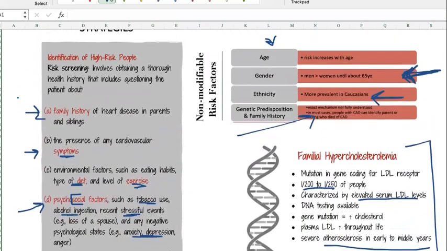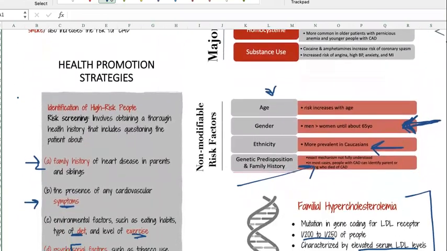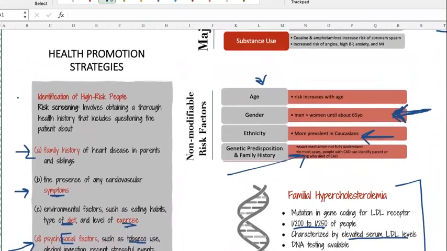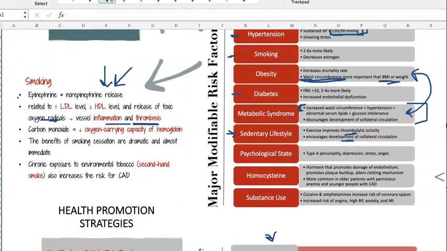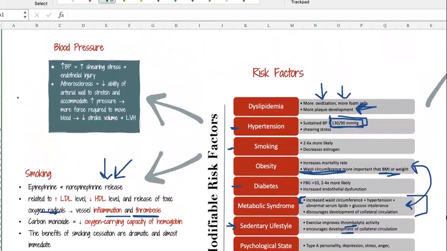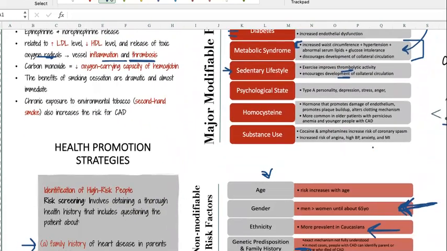If you look at these major risk factors, it's not a lot of information. I've gone through each one in really, really detailed so that hopefully you'll be able to remember when you are tested. But they're a lot of the same risk factors you hear for everything, right? Again, hypertension, smoking, diabetes, and dyslipidemia are your main 4. But obviously all these other things are going to have an effect as well.